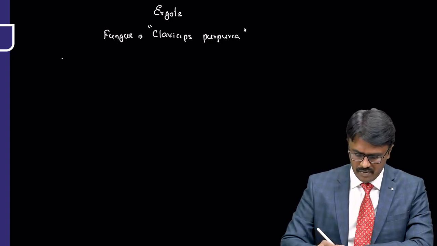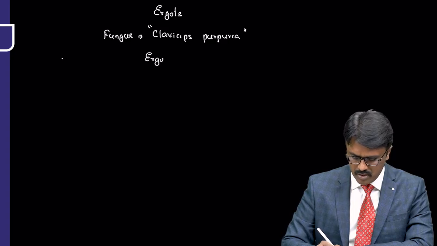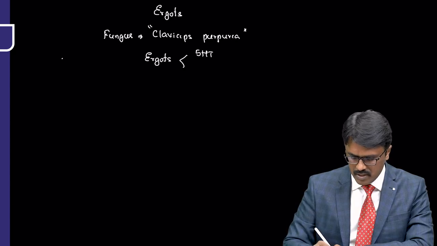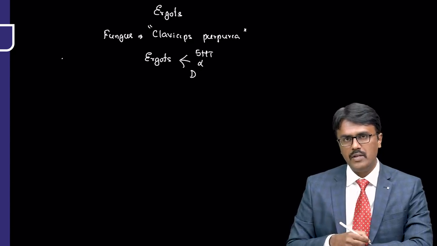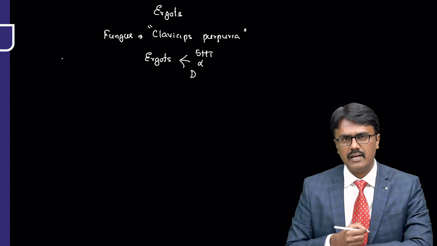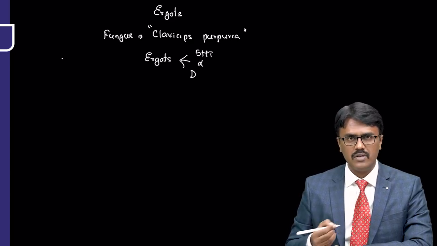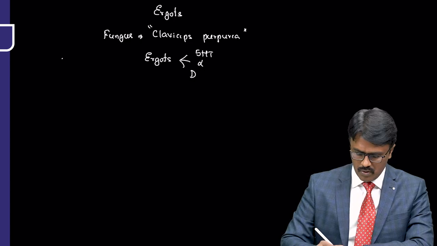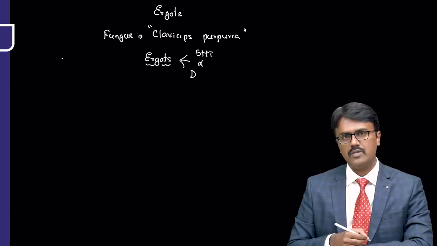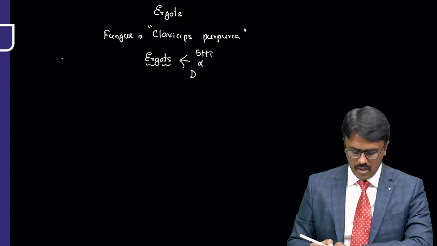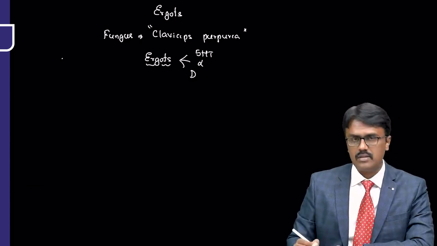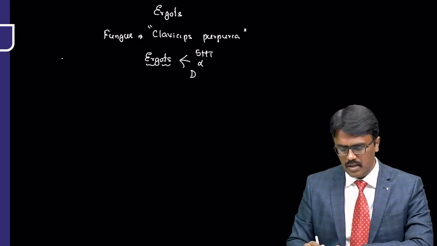Regarding the mechanism of action of ergots, remember ergots have multiple actions, like on the 5-HT receptors, on alpha receptors, and on the dopamine receptor. At some places they act as an agonist, at some places a partial agonist, and at some places an antagonist. So don't worry about that. It has a complex action. What has to be remembered is, what are the drugs in ergot?